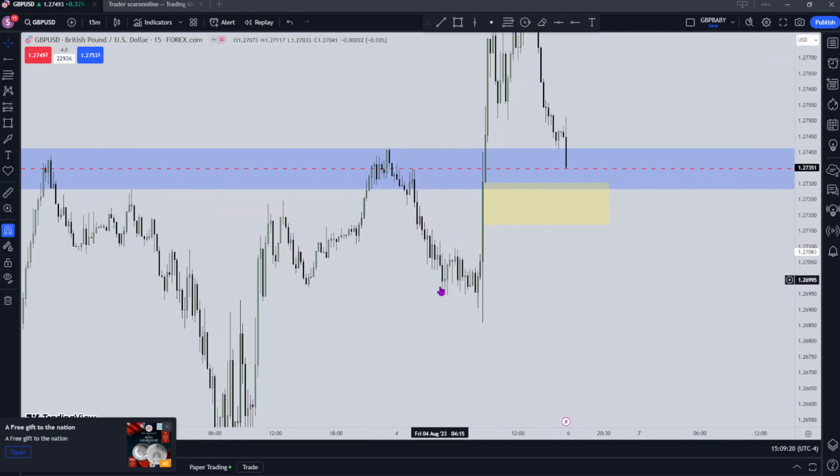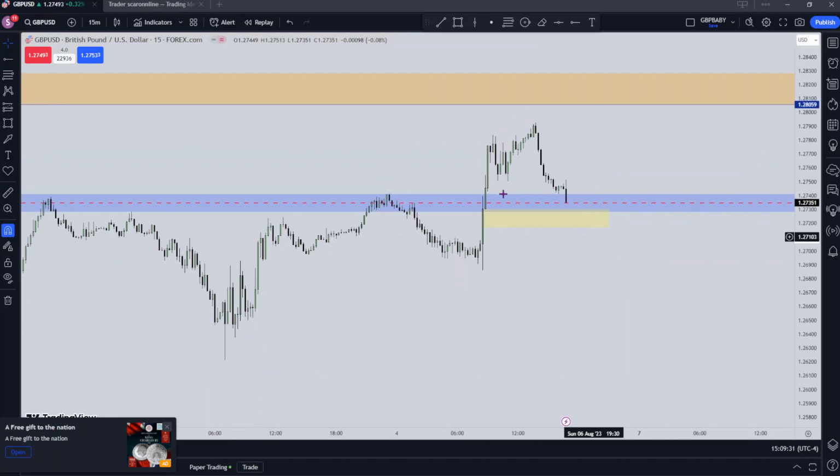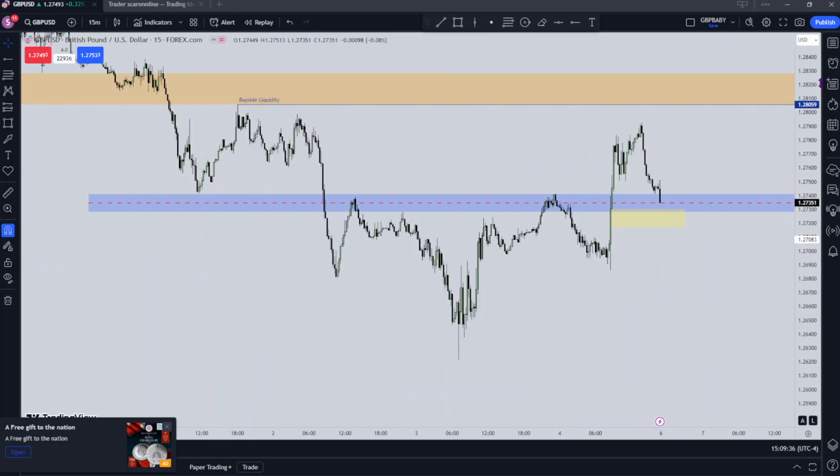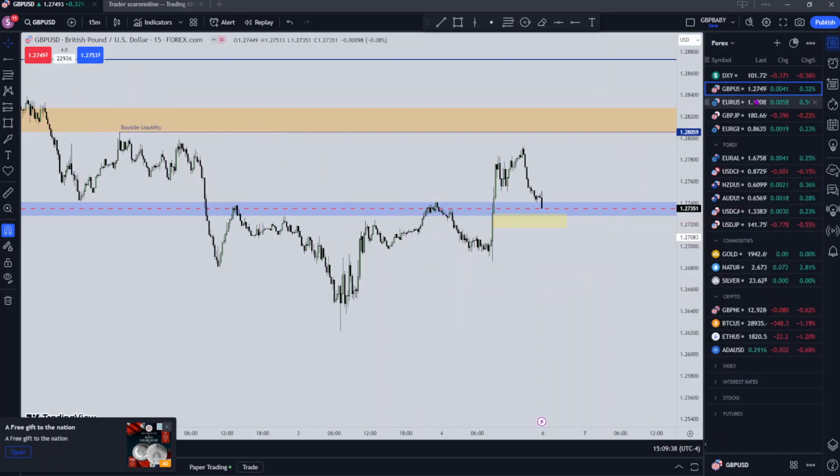But yeah, it's pretty hard to explain, but basically there's a breaker within this fair value, within this liquidity void, which is why I'm anticipating price to want to draw into that, collect stops, and then hopefully they'd use that to move higher. So let's go to euro to finish off the video.